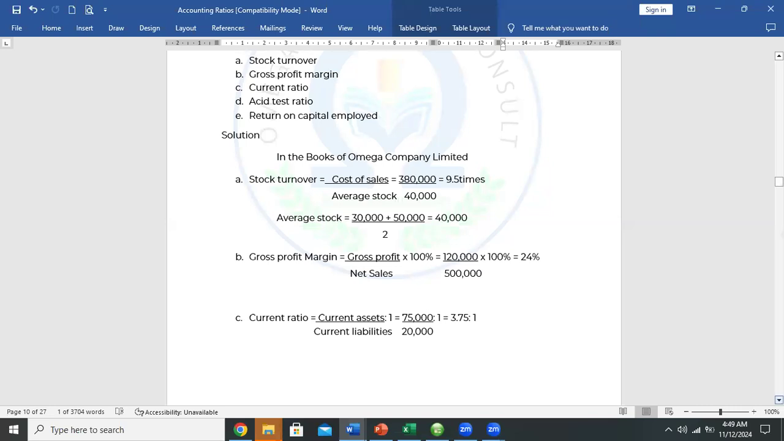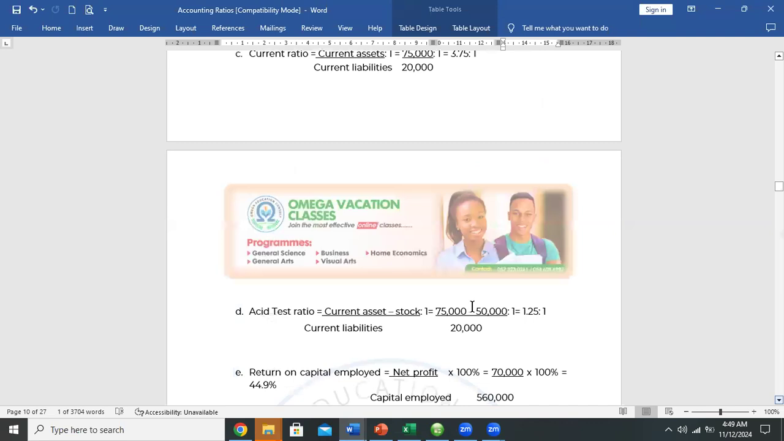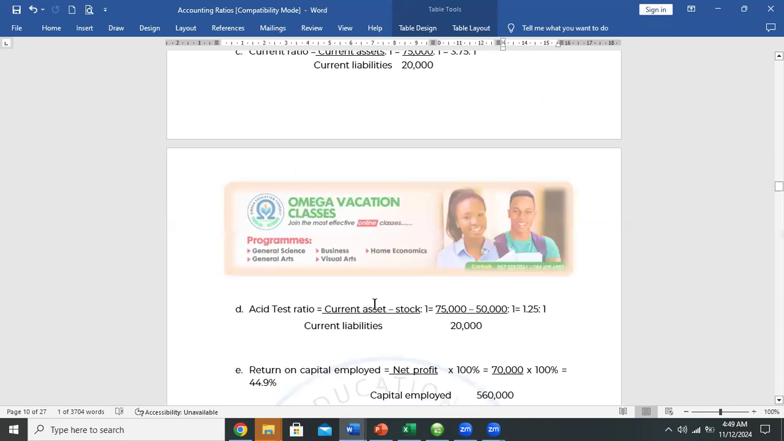Okay. I think the next ratio is the asset test ratio. So we just have to deduct the stock from the current asset, right? And divide by the current liability. So the stock was 50,000, the closing stock. We less it, and the computation will get us to 1.25:1. Again, it's greater than 1, so it's better, right?